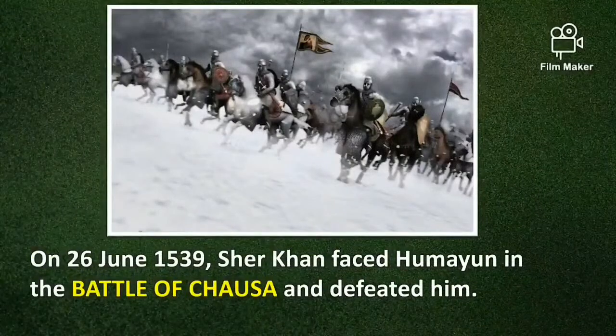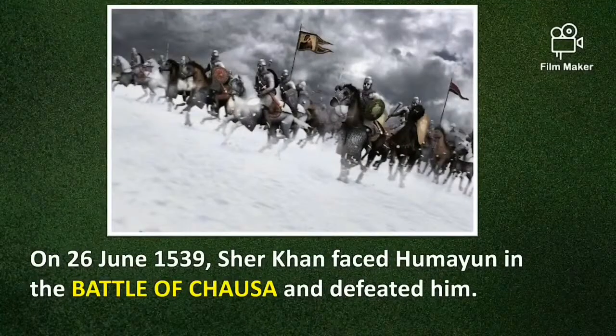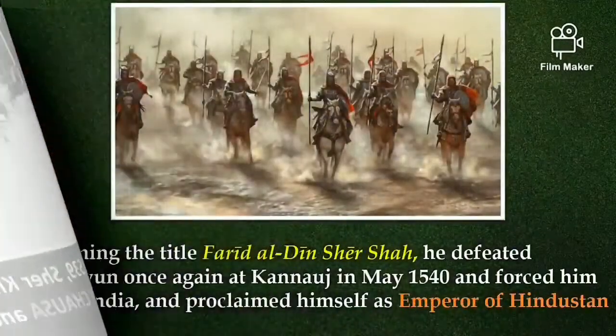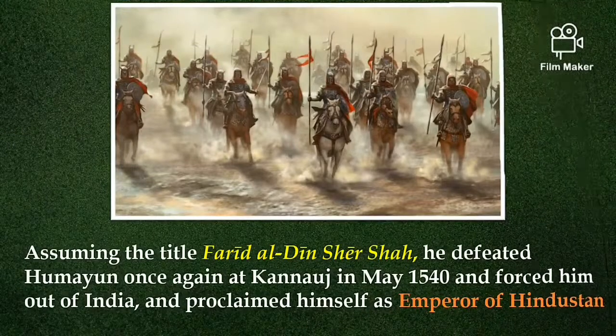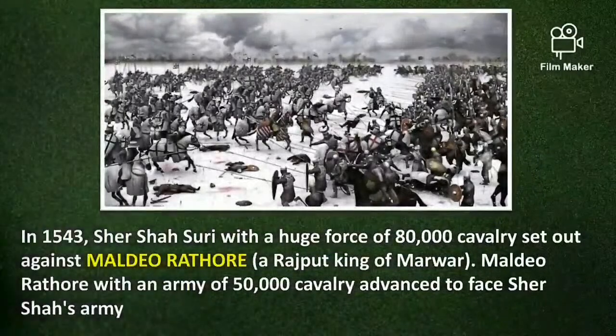In 1539, Sher Khan faced Humayun in the Battle of Chausa and he defeated him. One more battle was there. Assuming the title Farid al-Din Sher Shah, he defeated Humayun once again in Kanauj in May 1540 and forced him to go to Persia, and this is how he got victory.